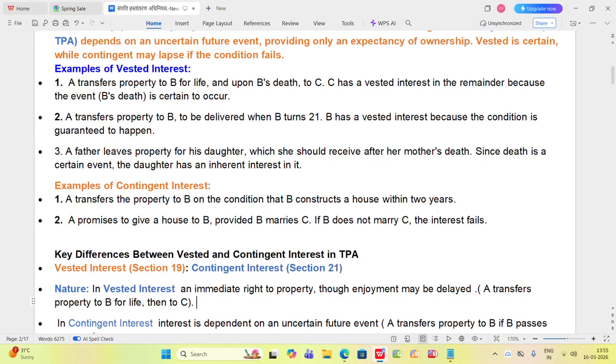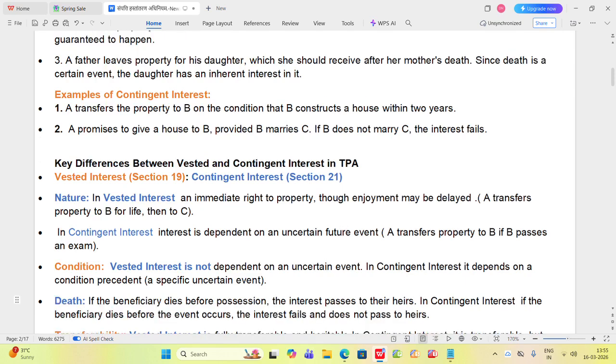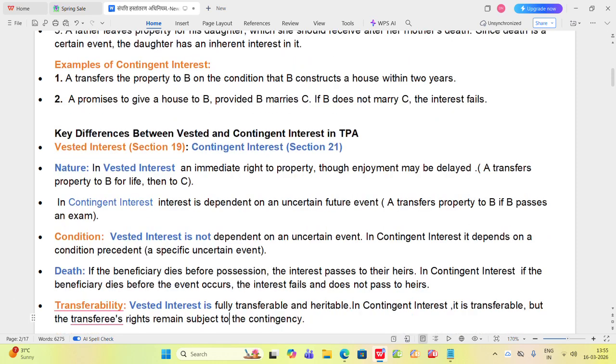Now friends, some questions are always asked regarding the definitions of vested interest and contingent interest with examples, and also the differences between these two. So I am going to discuss the basic differences between vested and contingent interest in the Transfer of Property Act 1882. So the first difference is that vested interest is dealt with in section 19 of TPA, and contingent interest has been described under section 21 of TPA.